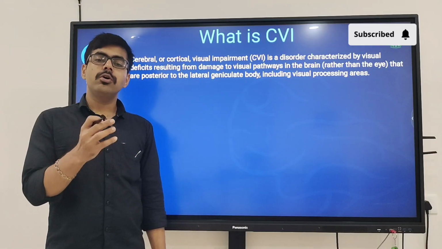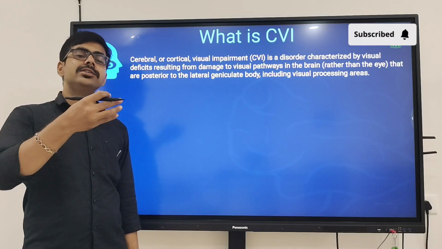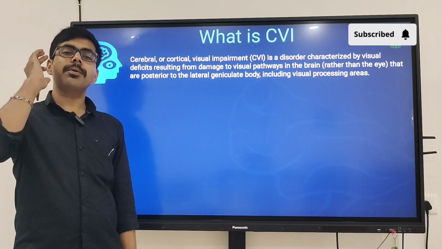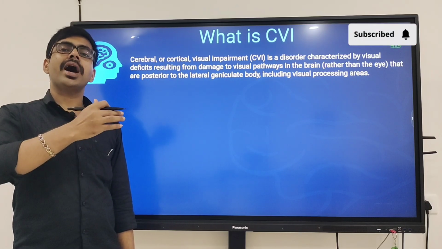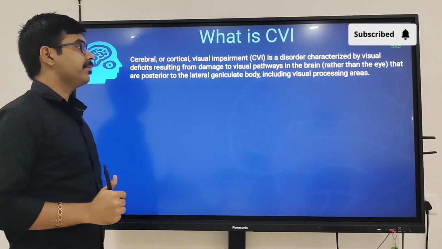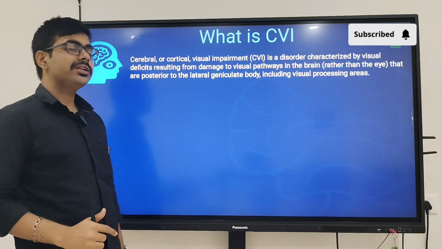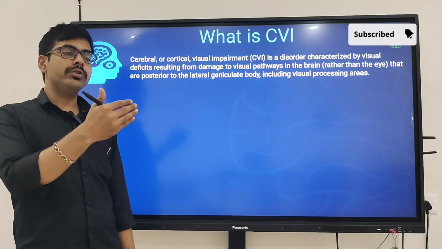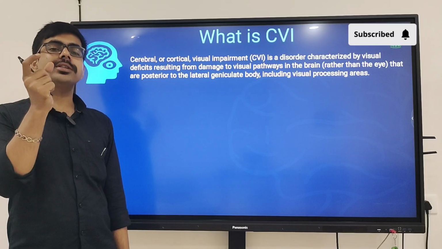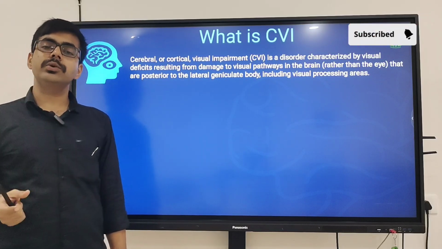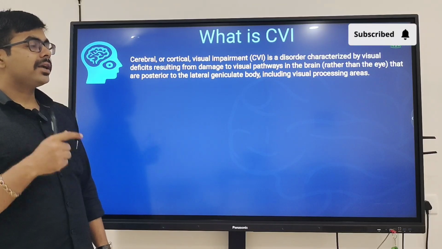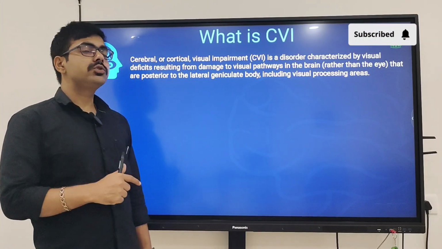So we know whenever we are seeing, an image is formed at the retina, then it is transmitted to the brain. So there is no problem in the eye, but in this pathway from eye to brain there is a problem that is posterior to the lateral geniculate body. We know there is a visual pathway, and in that visual pathway there is a portion known as the lateral geniculate body. So post chiasma there will be a problem, including the visual processing area.